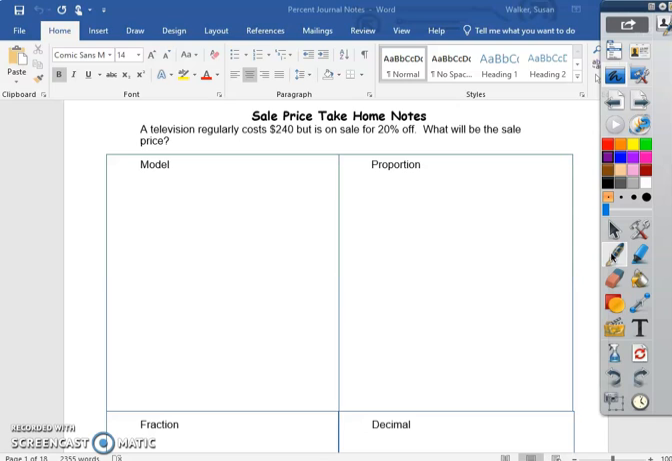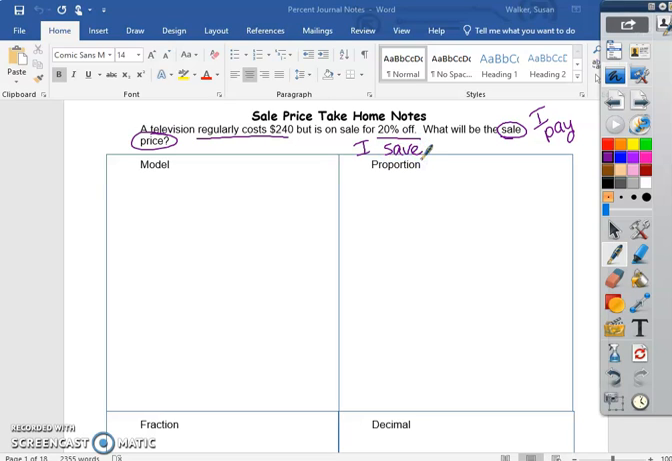It says a television regularly costs $240, but it's on sale for 20% off. What is the sale price? So remember, the sale price, just so you know, is the part you pay. I'm going to put I pay. Okay, the 20% off, that's how much I save.